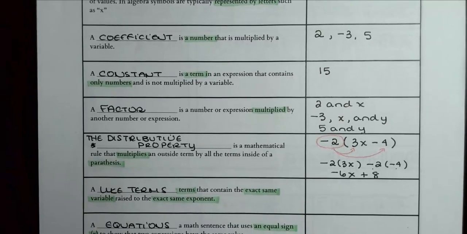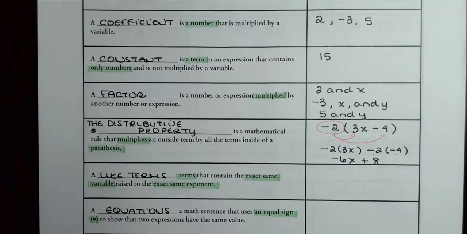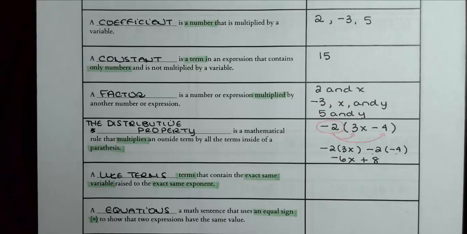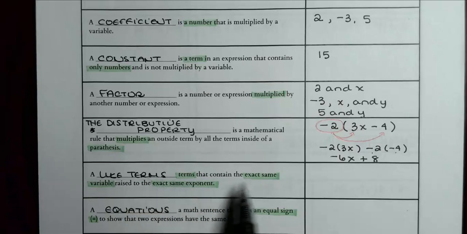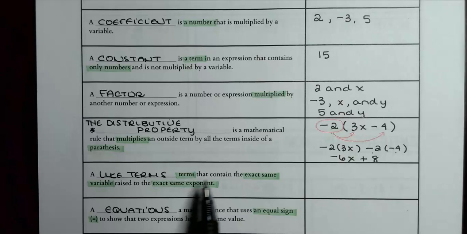All right, another thing that we need to talk about are like terms. So when it comes to adding and subtracting in Algebra 1, it's really specific. You can't just randomly add and subtract any number. They have to be like terms. And in order for something to be a like term, they have to be terms that contain the exact same variable and is raised to the exact same power.